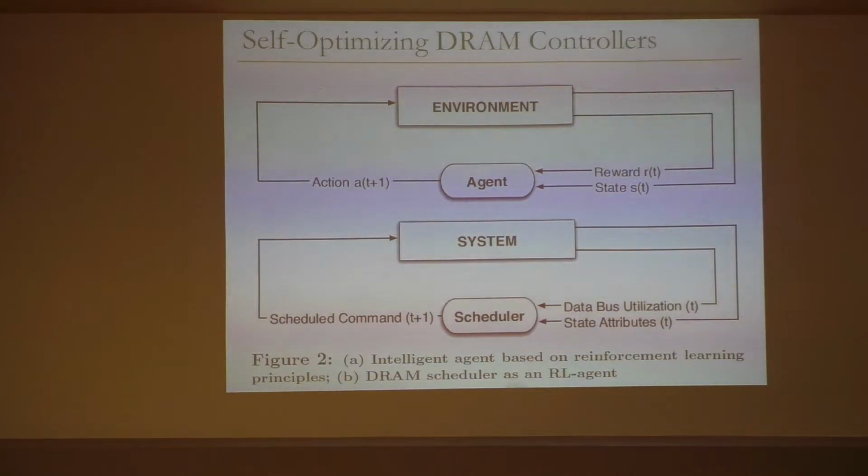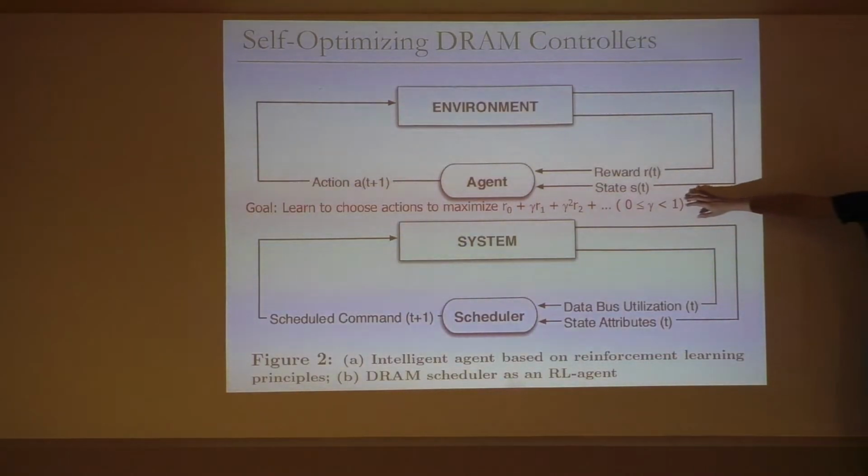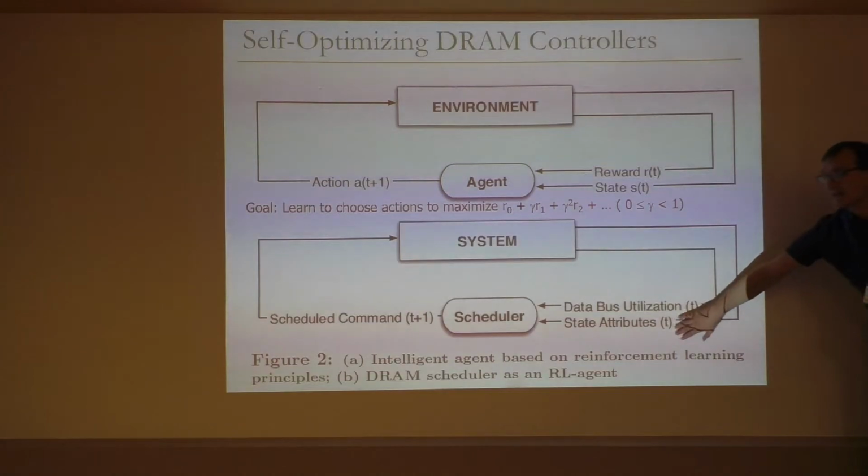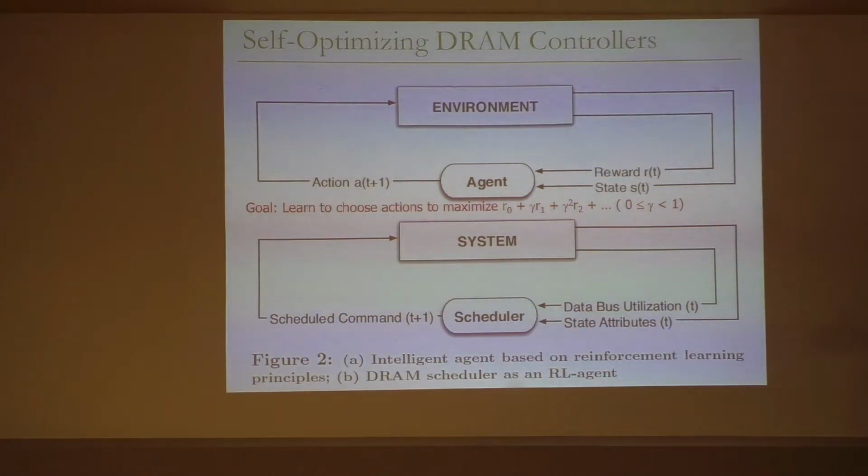Basically, if you want to maximize data bus utilization, long-term data bus utilization, you have some state that you observe, and you schedule a command that maximizes the data bus utilization. So the key is learning which commands to schedule in a given system state so that you maximize data bus utilization. And you need to specify a reward function, you need to figure out what state attributes to look at, and you need to figure out how you learn.